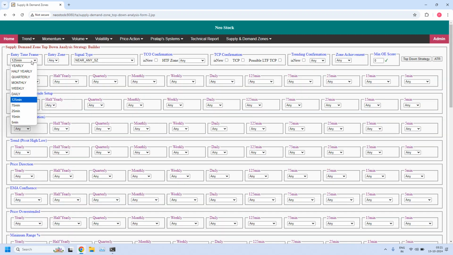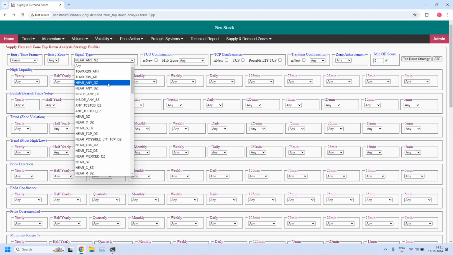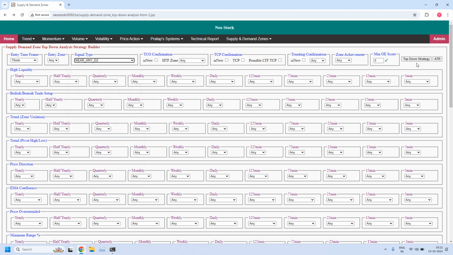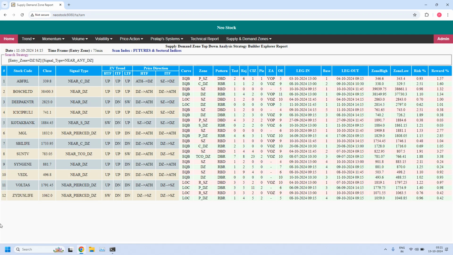Next time frame is 75 minutes. Entry time frame 75 minutes. Let us find the stocks near 75 minutes demand zone. 12 stocks are filtered near to the 75 minutes demand zone. Let us identify the high liquidity 75 minutes demand zones from this list.